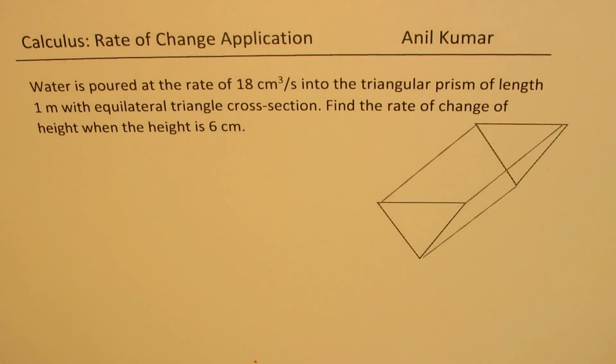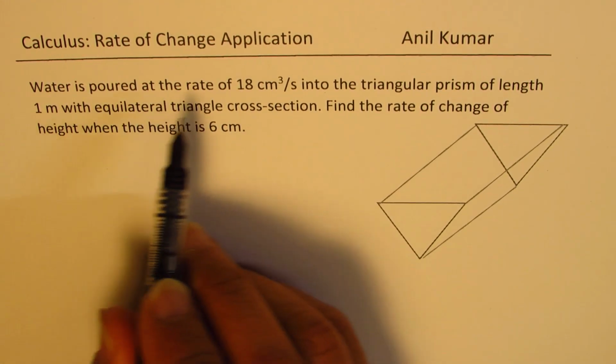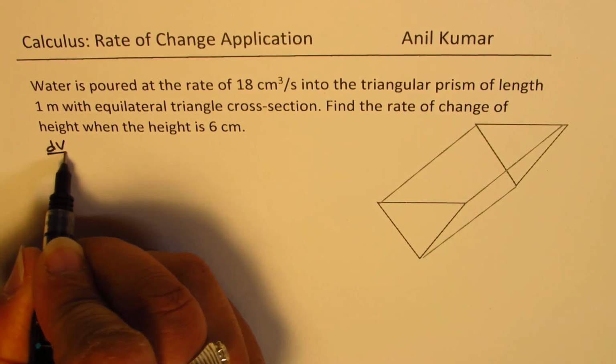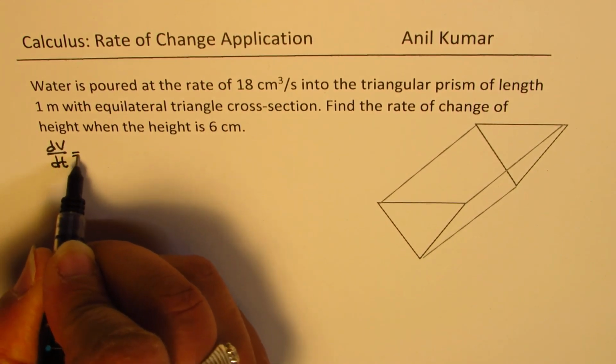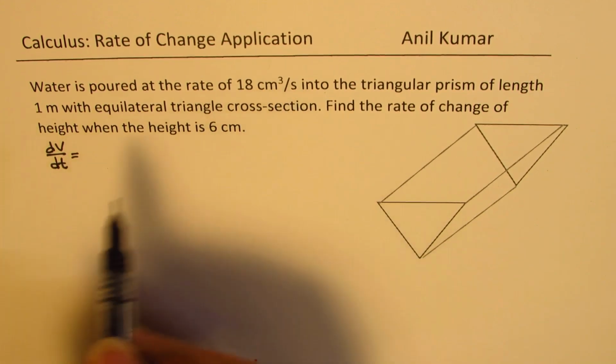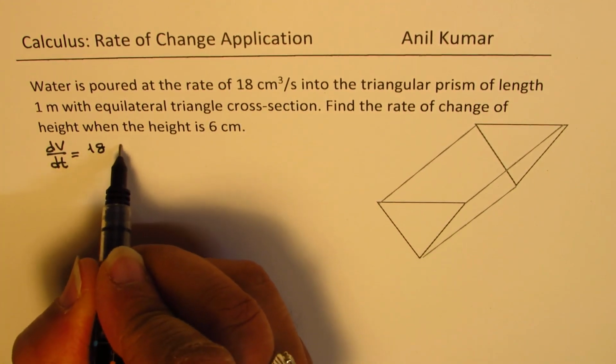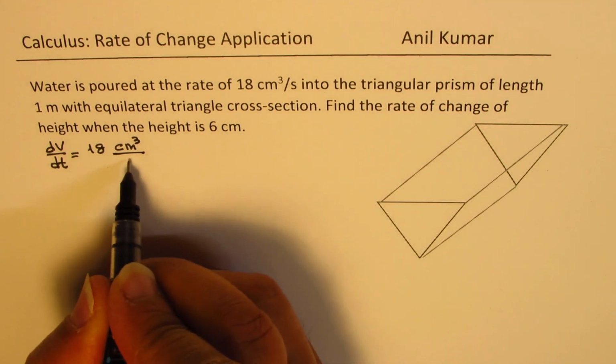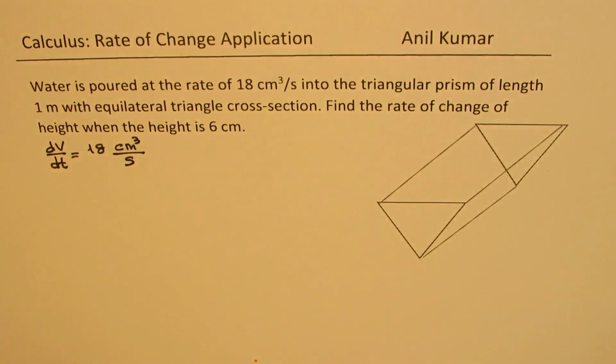So what we are given here is that water is being poured at this rate. That means dV/dt, right? Rate of change of volume is given. You can also make out from the units. That is very important, right? Centimeter cube is the volume and time is in seconds, so units help you to understand what is really given.